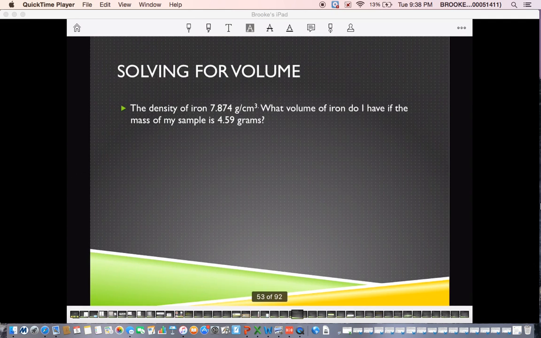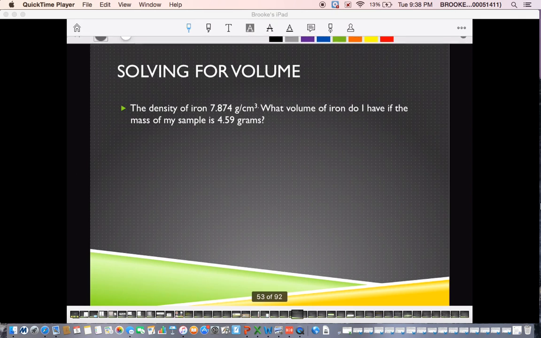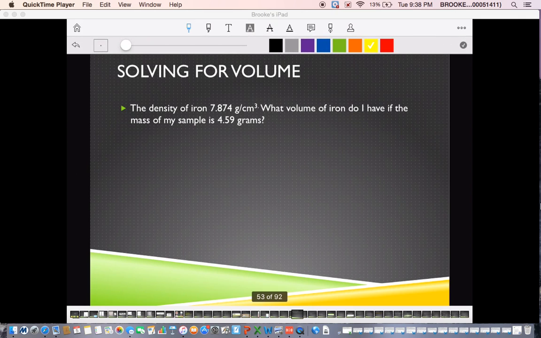For our last example, we're going to learn how to solve for volume, and this is what students usually struggle with, so you may want to watch this process 2 or 3 times before going on to the practice. So let's read the question. The density of iron is 7.874 grams per centimeter cubed. What volume of iron do I have if the mass of my sample is 4.59 grams?